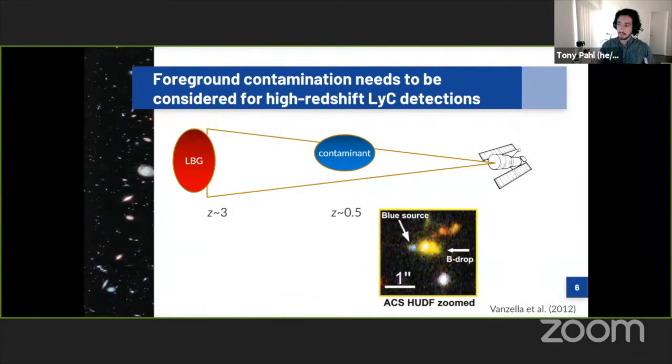So just to give a schematic of what foreground contamination looks like, if you observe a Lyman break galaxy at about redshift 3, and you see an apparent Lyman continuum signal from that galaxy, you may follow it up with higher resolution imaging and find a low redshift contaminant along or near the line of sight. It's actually contributing photons that appear to be Lyman continuum photons in the rest frame of the Lyman break galaxy.